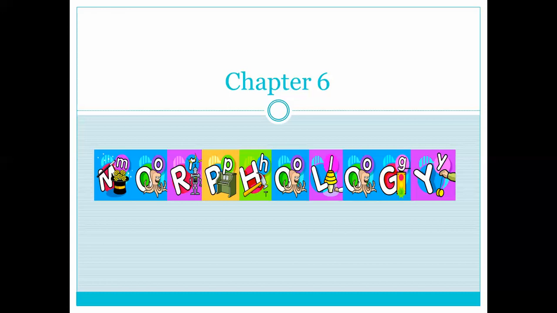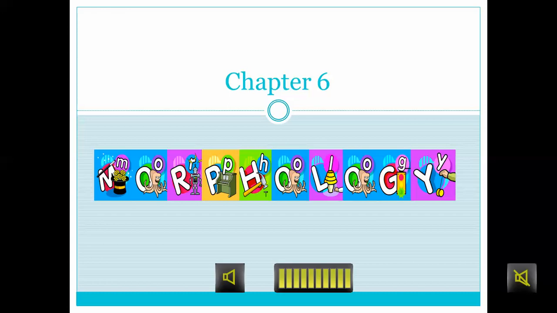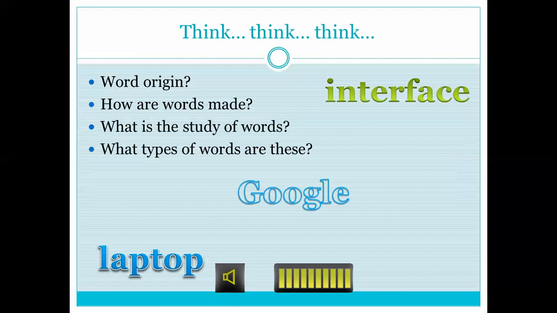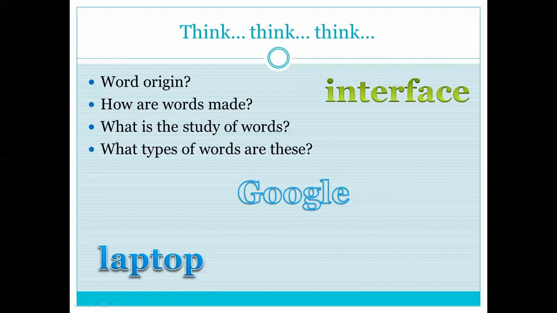Okay, so today we're going to be talking about morphology. With morphology, we're thinking again a little bit about words, and we're learning about how words are used and how they change. So think back to what we talked about in our last chapter about word origin and how words are made, and the term we use for the study of words. That term is etymology.